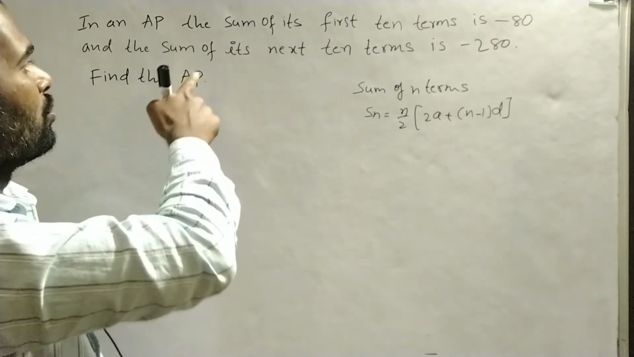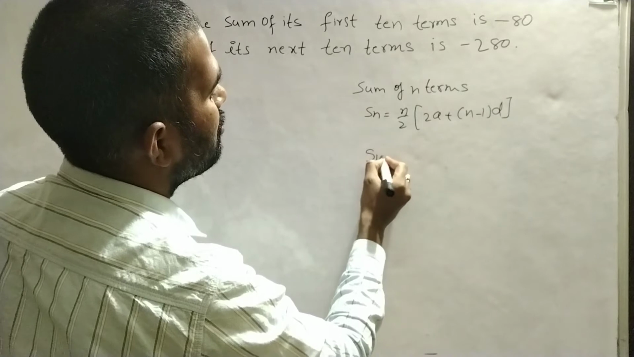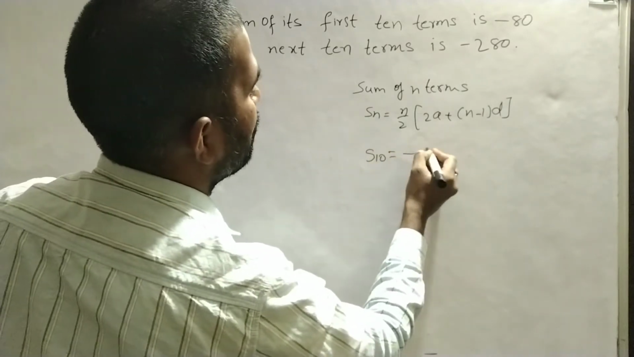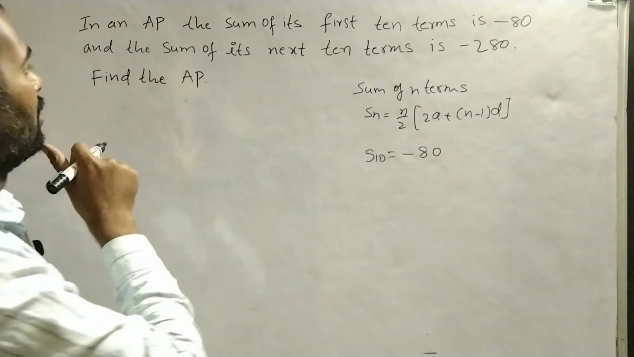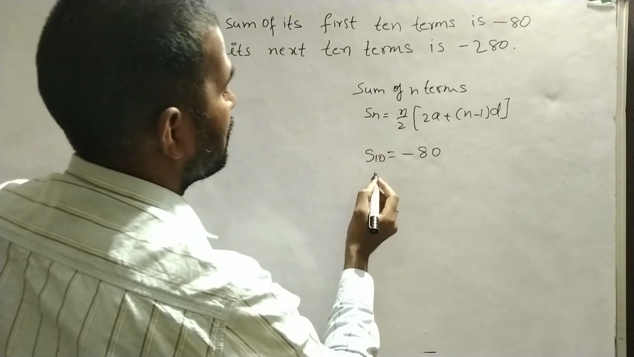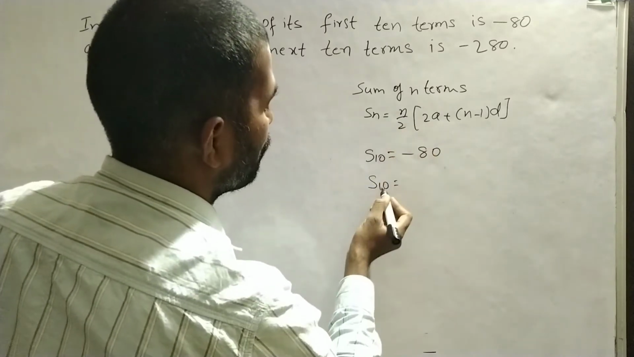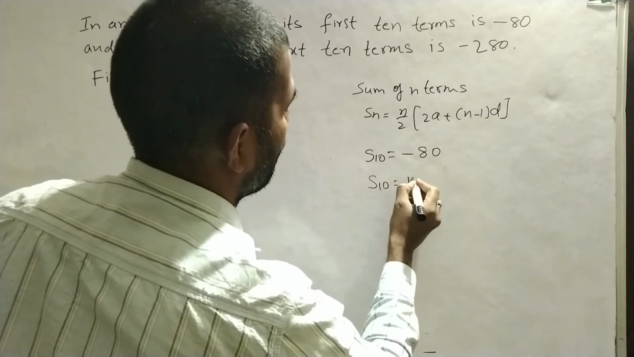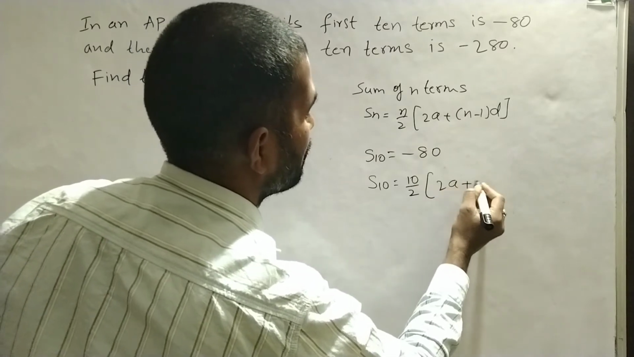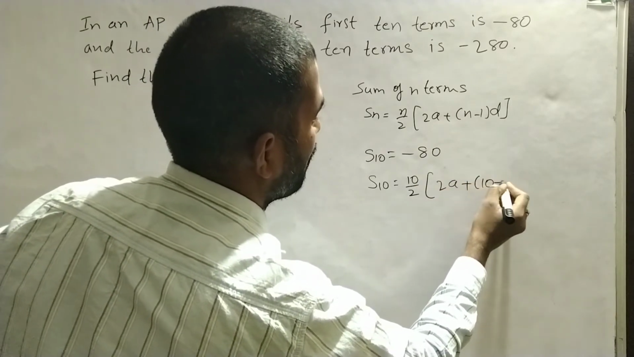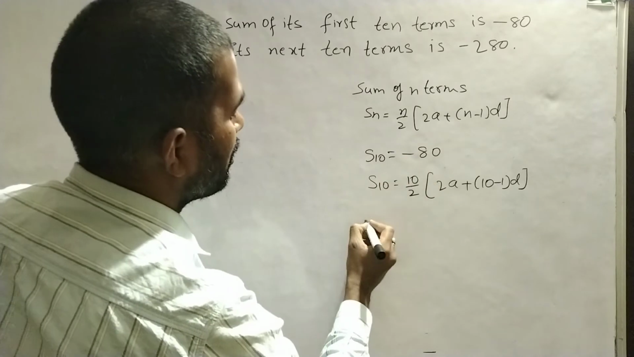Here the question is given, sum of first 10 terms means S10 equal minus 80. S10 means we can write S10 equal n by 2 into 2a plus n minus 1 into d. n means 10, so 10 by 2 into 2a plus 10 minus 1 into d. S10 value is minus 80.